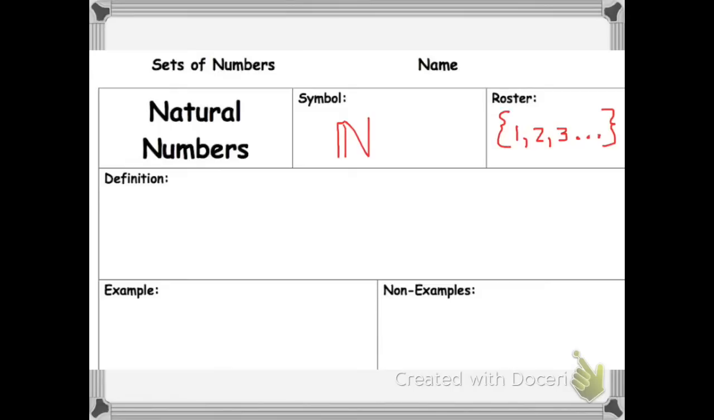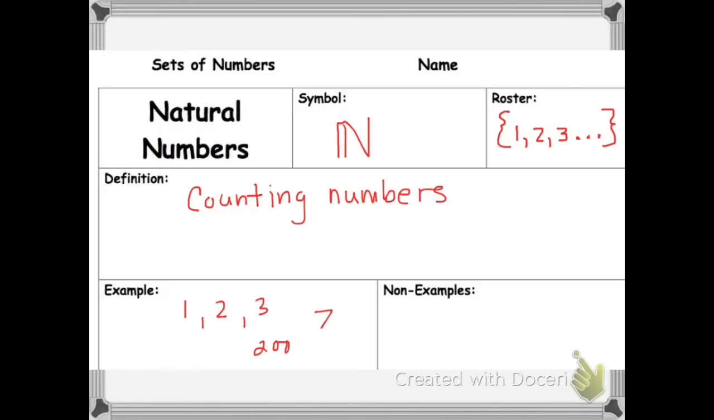Notice that that does not continue lower, it just continues in the direction higher than 3, because the natural numbers are your counting numbers. So examples of your counting numbers: 1, 2, 3, 7, 200, 4,000, numbers that would involve counting.